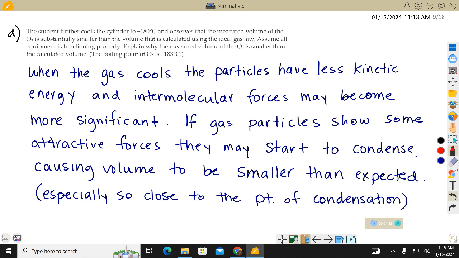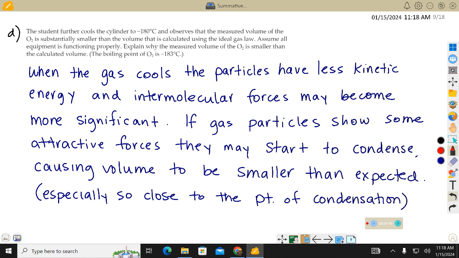Now they also kind of tell me that the boiling point, which is technically the point where we would switch from liquid to gas, is negative 183. Now depending on what direction the energy is flowing, I could also say then that the gas would condense at negative 183. I would go from gas to liquid.